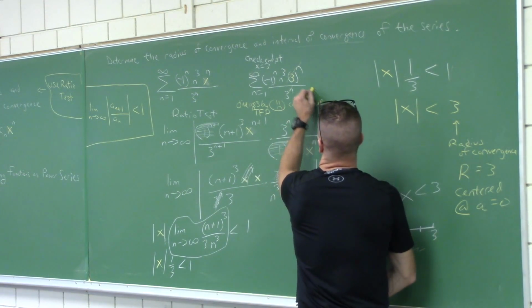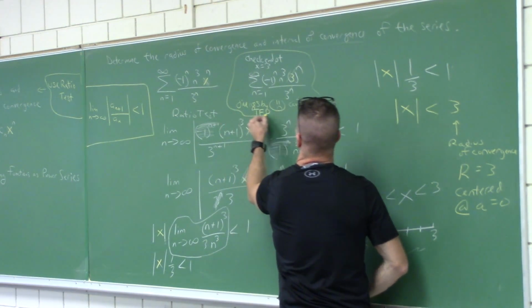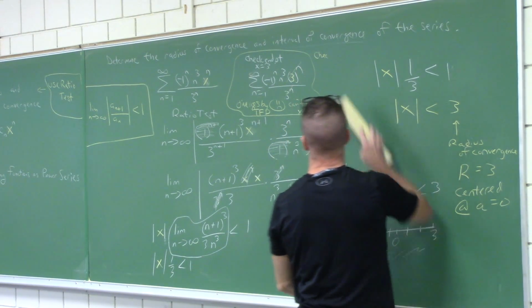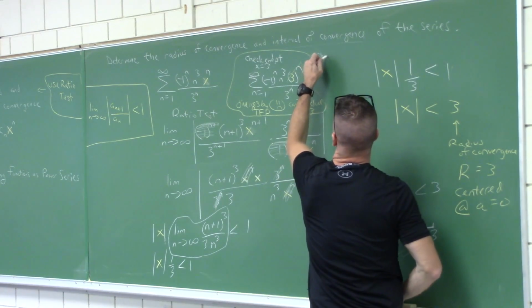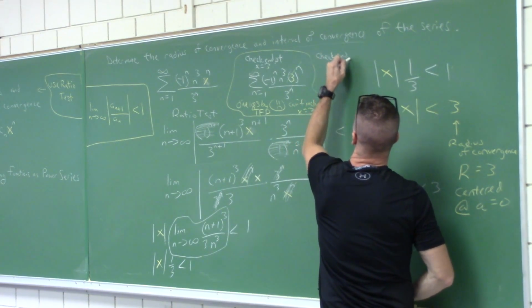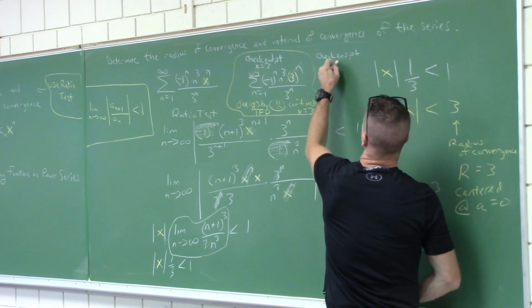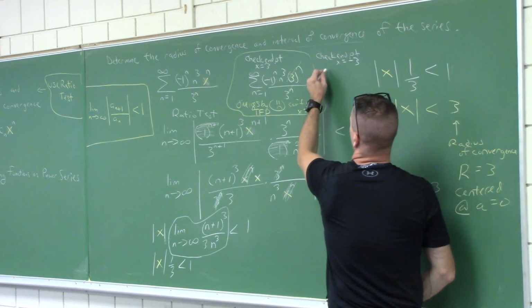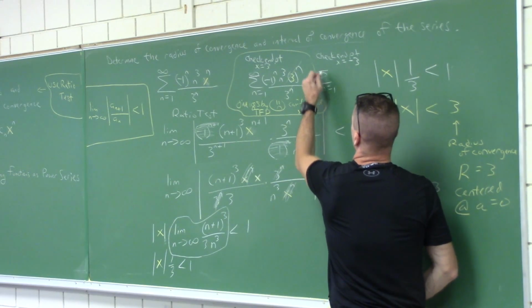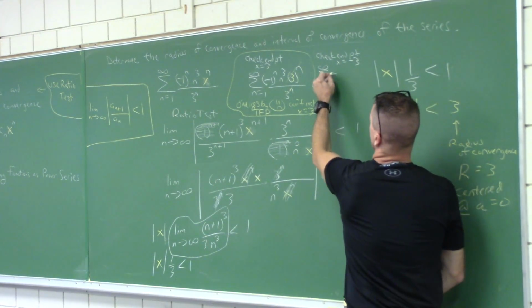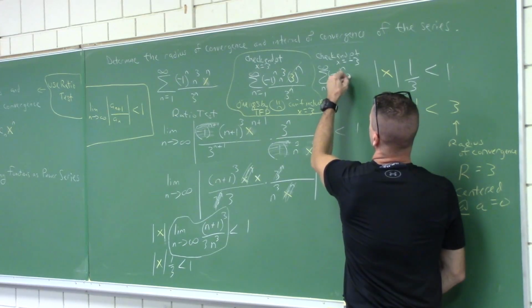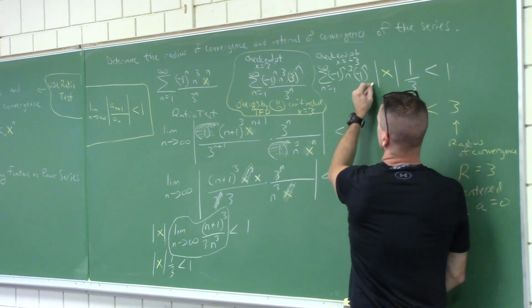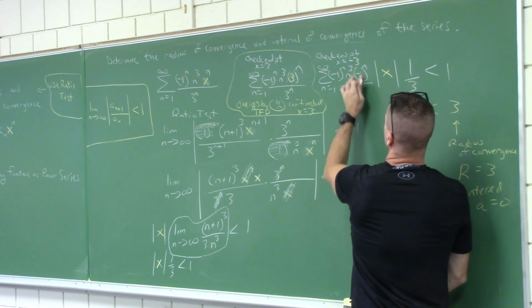Hey, what's the other endpoint? -3. All right, well, let's check that. Check this endpoint, x equals negative 3. All right, let's play it out. So what would this series look like? I would have the sum from n equals 1 to infinity, (-1)^n n cubed, and then negative 3 to the n, excuse me.